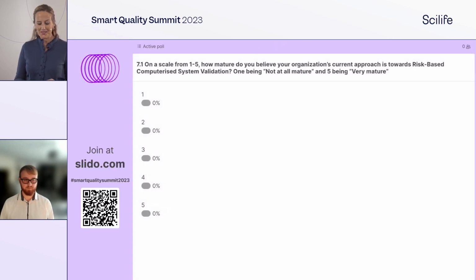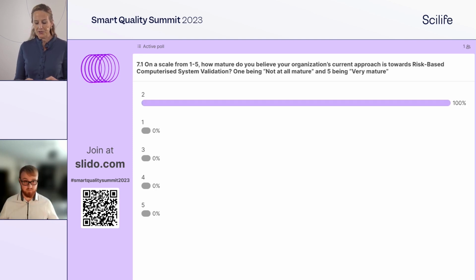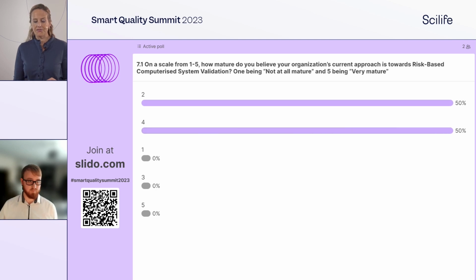So the first question, Joseph, you established: on a scale from 1 to 5, how mature do you believe your organization's current approach is towards risk-based computerized system validation? 1 being not at all mature and 5 very mature.